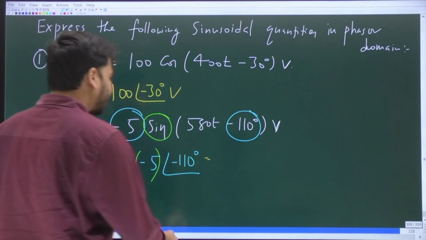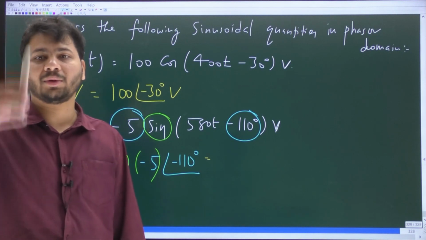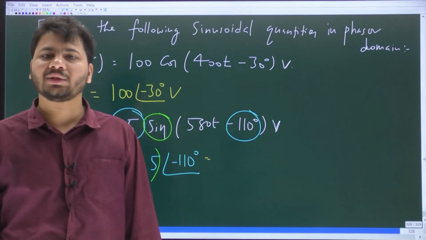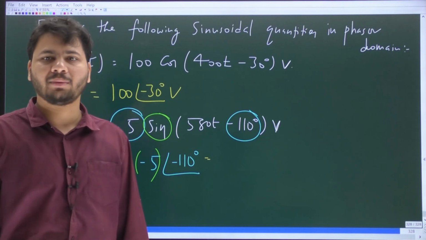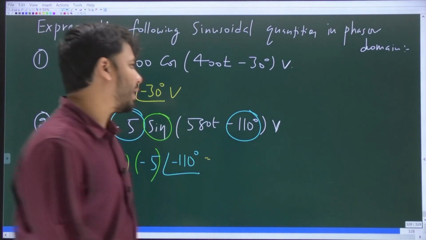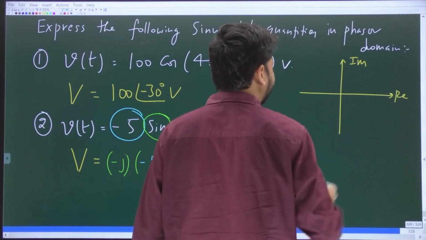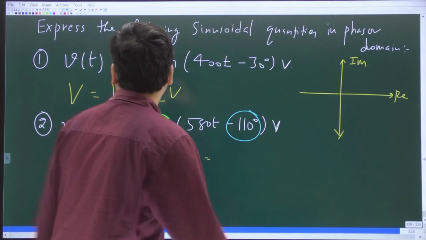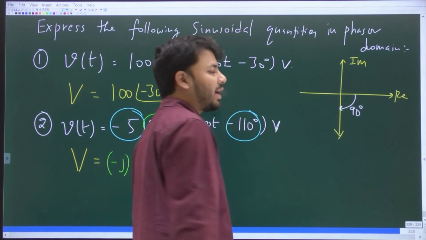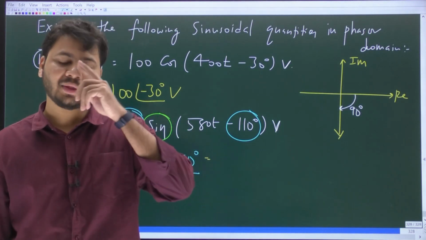So minus j is angle minus 90 degrees. In fact, minus j would be along the negative imaginary axis. Plus j will be along the positive imaginary axis. Minus j would be along the negative imaginary axis. What is the angle of the negative imaginary axis with respect to the positive real axis? It would be minus 90 degrees, because from the positive real axis, you should rotate by 90 degrees in the clockwise direction. Yes or no? So this is the positive real axis, this is the positive imaginary axis, and this is the negative imaginary axis. From the positive real axis, you should rotate by an angle of 90 degrees, but in what direction? Clockwise direction. Whenever you rotate by some angle in the clockwise direction, then the actual value of the angle would be negative.